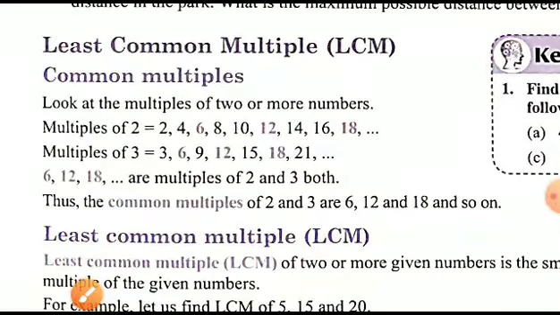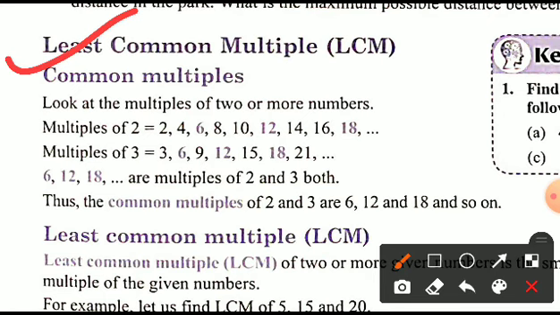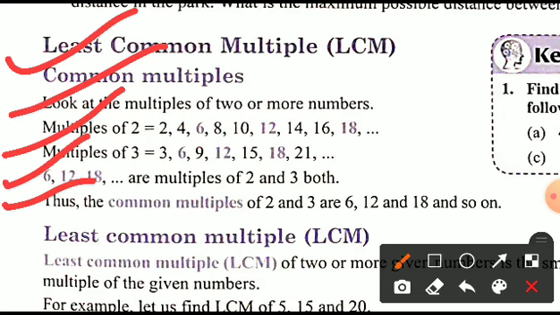Clear? Now the next topic is least common multiple. It is also known as LCM. The common multiple: here multiples of 2 are 2, 4, 6, 8, 10, 12, 14, 16, 18, etc. In the same way multiples of 3 are 3, 6, 9, 12, 15, 18, 21 and so on. Now here we see that 6, 12, 18 are multiples of 2 and 3 both. That means they are the common multiples. So the common multiples of 2 and 3 are 6, 12 and 18.